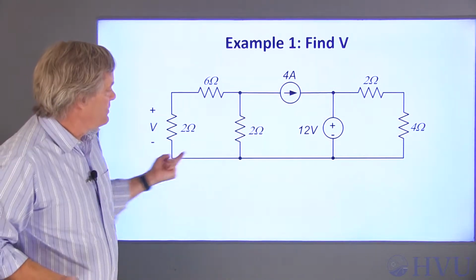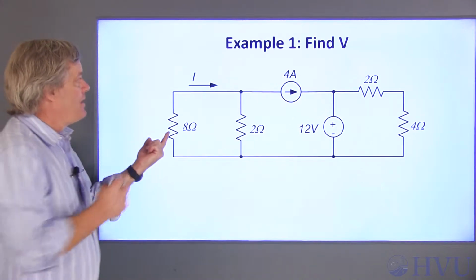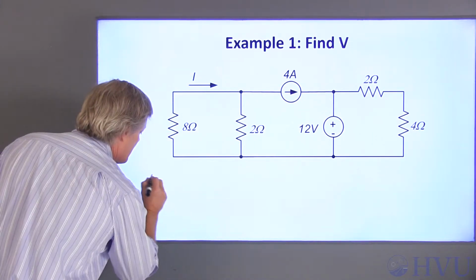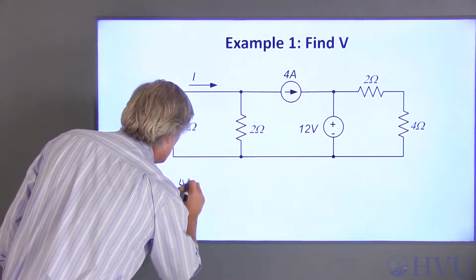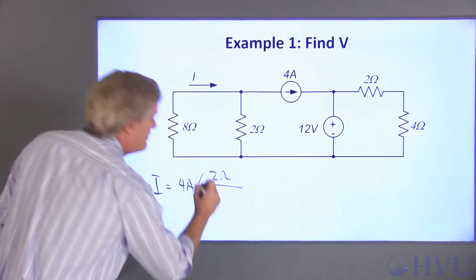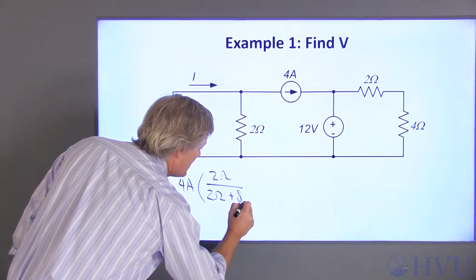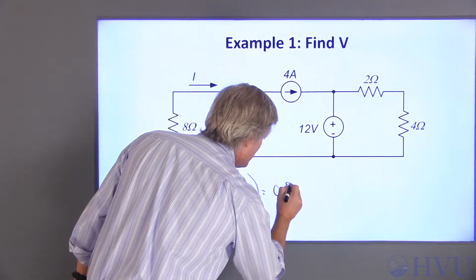So let's combine these two resistors. 2 ohms plus 6 ohms is equal to 8 ohms. Now I'm going to solve for I using a current divider. So I is equal to the total current, 4 amps, times the other resistance, 2 ohms, over the sum of the two resistances, 2 ohms plus 8 ohms. So 8 over 10 is equal to 0.8 amps.